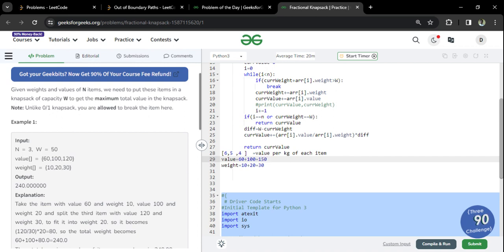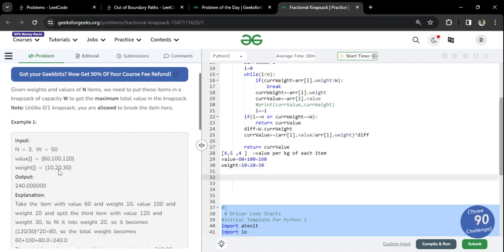Now try to understand this fact. I have still some weight left. But remember, the limiting factor is 50. So how much is left? 20 is left, but here this is not 20, right? This is 30. That means I will have to break it now. There is no other option for me. I will have to break it now. As simple as that.